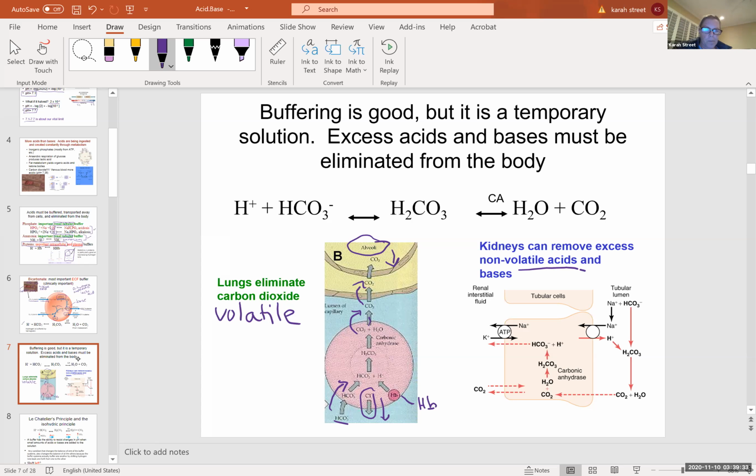So we're going to talk about compensation. We're going to talk about how the lungs and how the kidneys can compensate. And the lungs, by the way, are not muscular structures. Our lungs don't change shape and ventilate on their own. That comes from the brain, breathing centers in the brain, medulla oblongata.